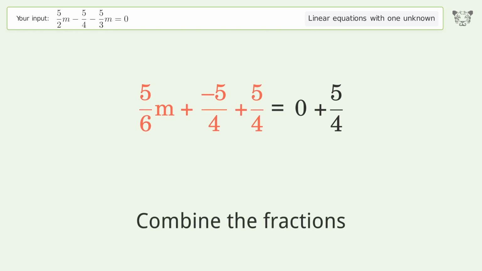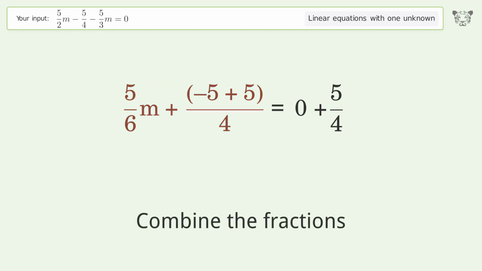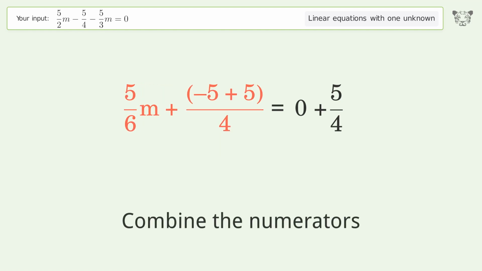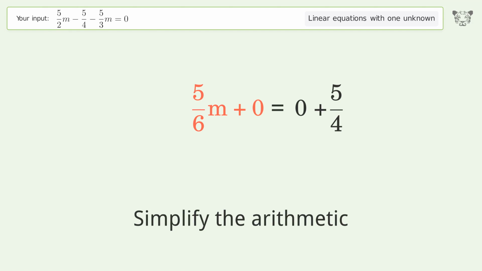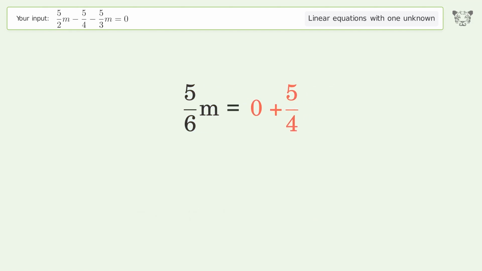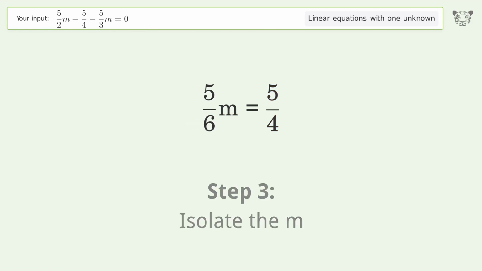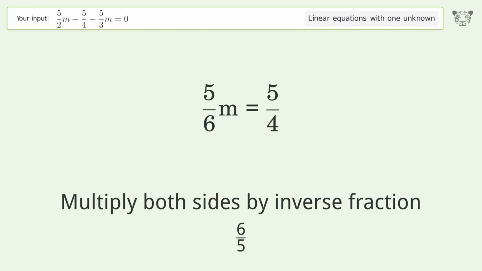Combine the fractions. Combine the numerators. Reduce the zero numerator. Simplify the arithmetic. Isolate the m. Multiply both sides by inverse fraction 6/5.